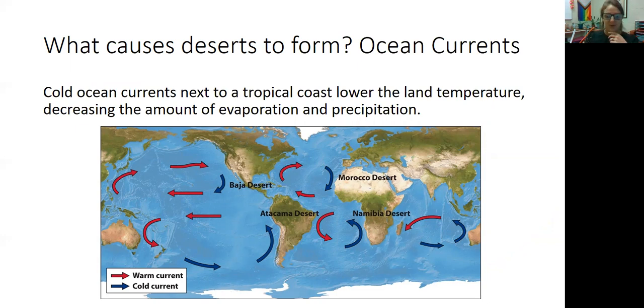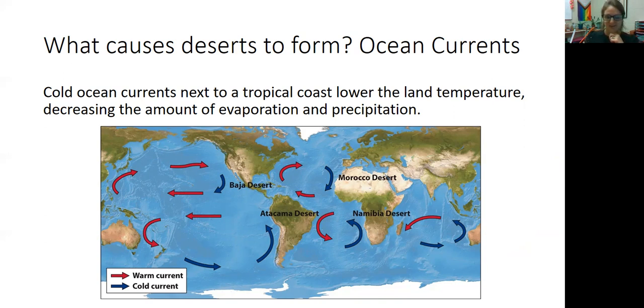So if you look at this map, red is a warm ocean current, blue is a cold ocean current, and you can see that along the US West Coast and along the South America West Coast, there's a cold ocean current. And this is going to decrease the amount of evaporation and precipitation along those coasts, which is why we get deserts in the American West and in the west of South America.